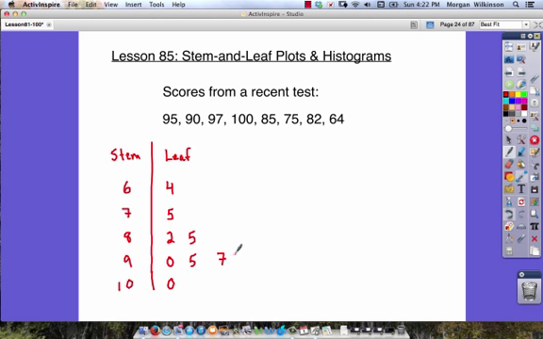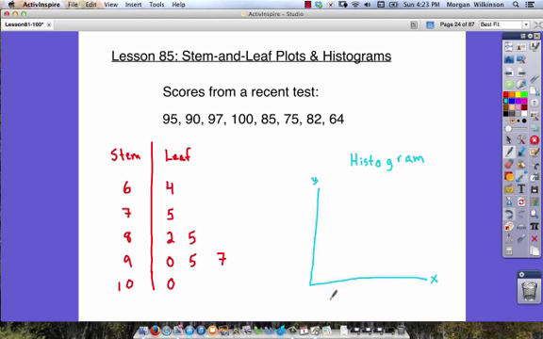Now this is an example of a stem and a leaf plot. A stem and a leaf plot is a nice way to visually display data. It's not the only way that we could show this, though. We could also show this as a histogram. A histogram is just a type of bar graph. So it would look something like this, where we've got our x-axis and our y-axis, and it shows the number of times that things happen.